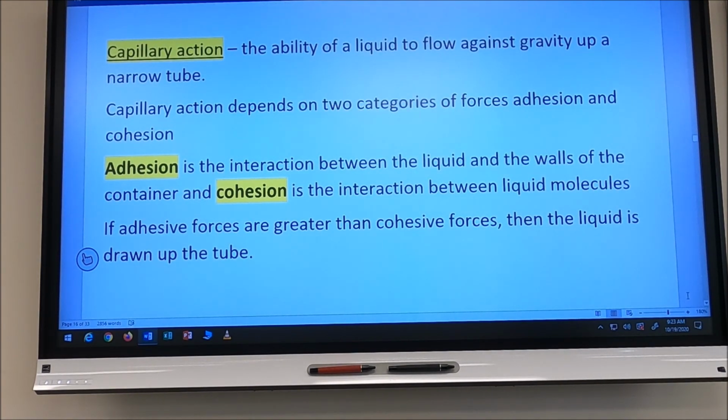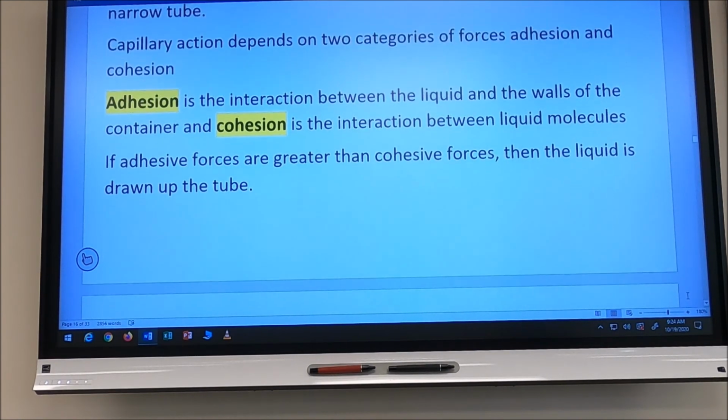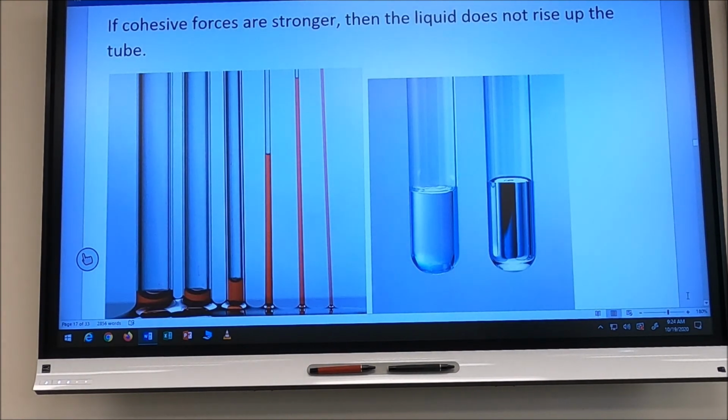Now, capillary action. It's the ability of a liquid to flow against gravity up a narrow tube. Capillary action depends on two forces: adhesive forces, or adhesion, and cohesive forces, cohesion. Adhesion is the interaction between the liquid and the walls of the container. Cohesion is the attraction between liquid molecules and liquid molecules. If adhesive forces are greater than cohesive forces, then the liquid gets drawn up a tube. If the cohesive forces are stronger, then the liquid does not rise up the tube.